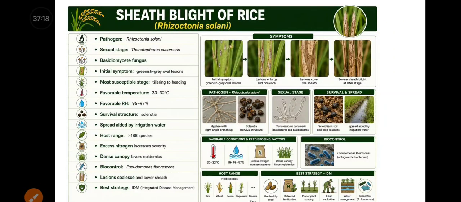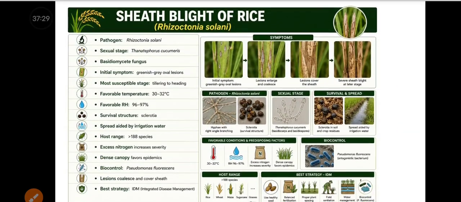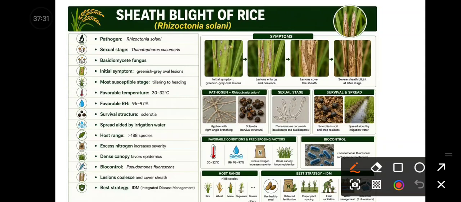Then about another important disease, sheath blight. This is also a very important disease caused by a fungus, Rhizoctonia solani. Its sexual stage is Thanatephorus cucumeris. Then it's a basidiomycete fungus, and initial symptoms include greenish to grey oval lesions. Okay, on the leaf sheath, here you can see greenish to grey oval lesions will form.